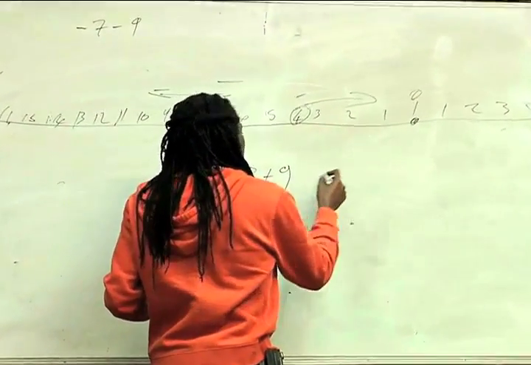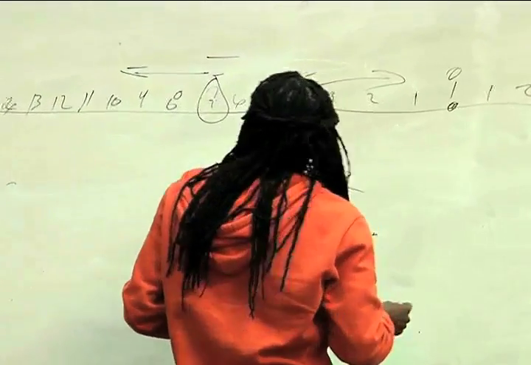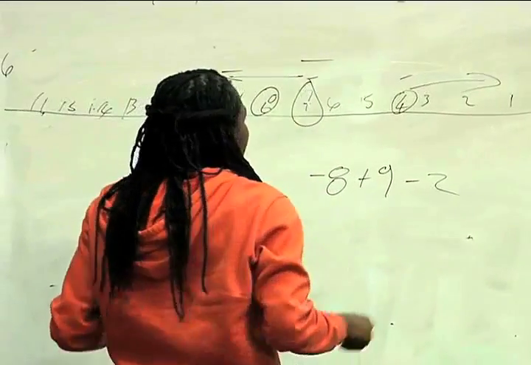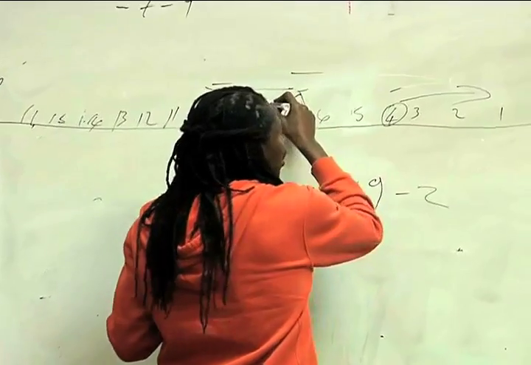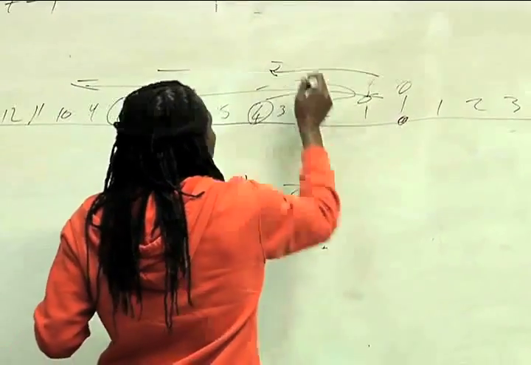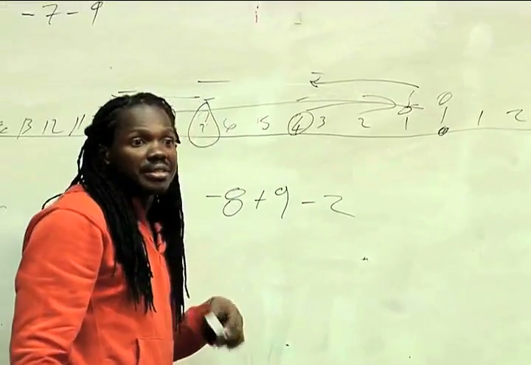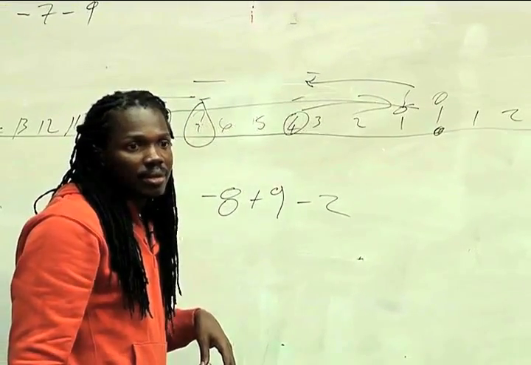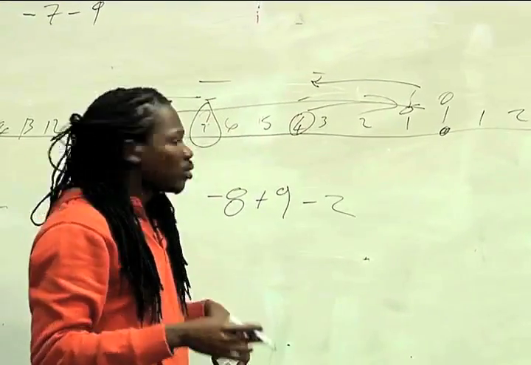Minus 2 is negative 1. So the first thing we know is if it's a negative 8, it will go plus 9, it will go in this direction, and then minus 2, it will go back in this direction. So there's no way 15 can be. Alright, watch it now.